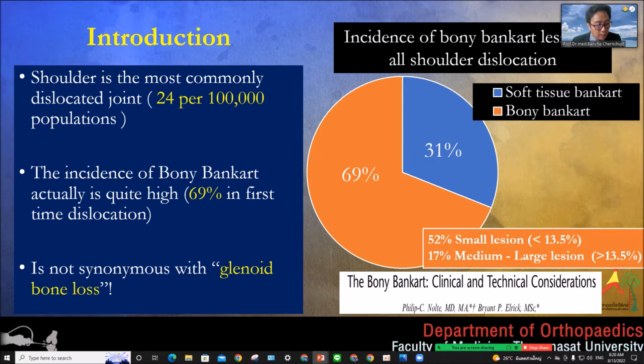So the bony Bankart, from the literature, we found that the bony Bankart is actually more common than soft tissue Bankart. If you look at the pie chart, the bony Bankart is nearly 70% compared to 30% of soft tissue Bankart. But most of the cases are small lesions, less than 13%, so sometimes we neglect them. We didn't see this small piece of bone. Only 17% have a large lesion. And don't be confused, sometimes we confuse the bony Bankart and the bone loss.